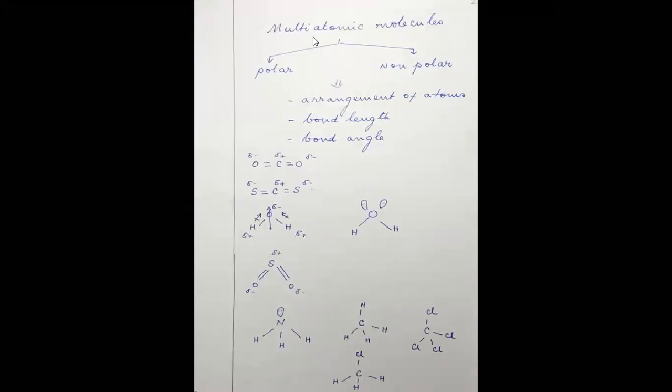Now, when you think of multi-atomic molecules, whether it is polar or non-polar depends upon the arrangement of atoms, the bond length, and the bond angle. As we have discussed earlier, carbon dioxide and carbon disulfide molecules are non-polar. But water is polar because of the lone pair and the bent structure. Similarly, sulfur dioxide is polar because of the bent structure. Ammonia is polar because of the pyramidal structure, whereas carbon tetrachloride or methane is non-polar because of the tetrahedral symmetry, but methyl chloride has polarity.